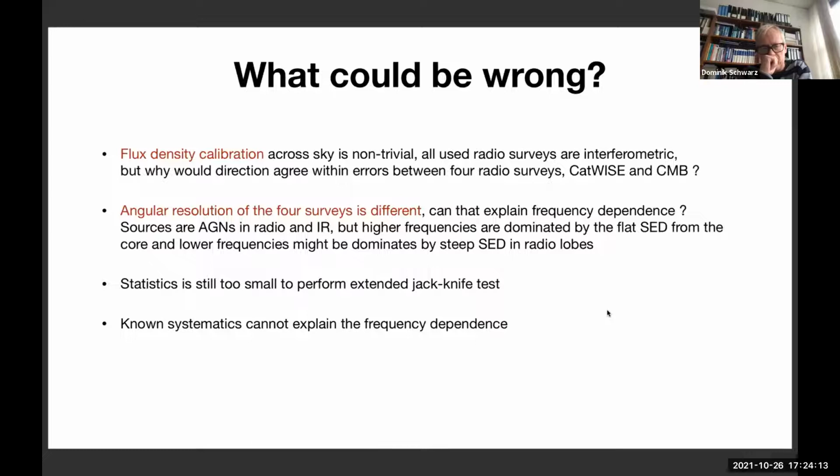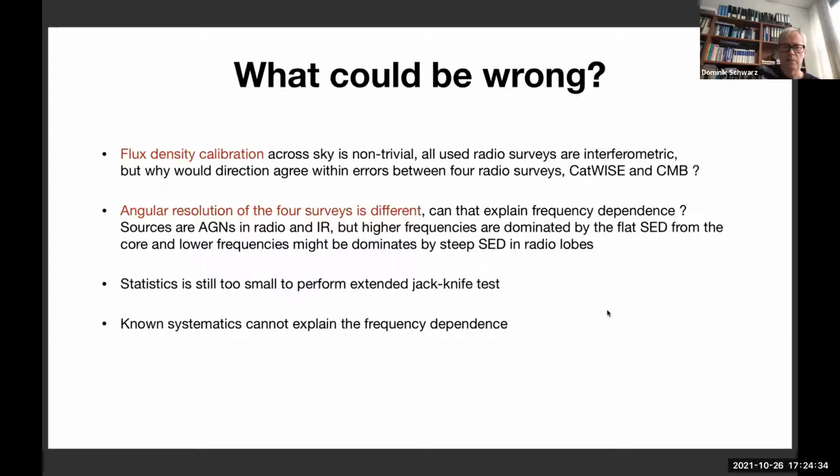I think one of the most suspicious things is the flux density calibration, because that's highly non-trivial, and we definitely have to improve the systematics and the understanding of those. And I think it can be the different angular resolution and these kinds of things. But let me just go on.